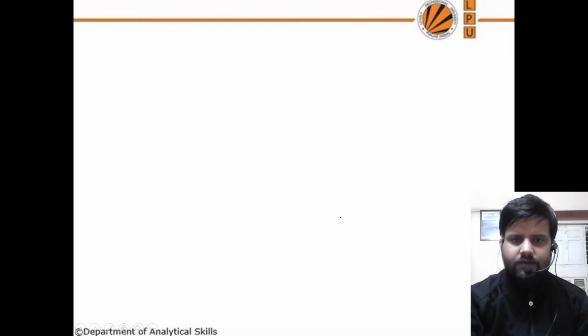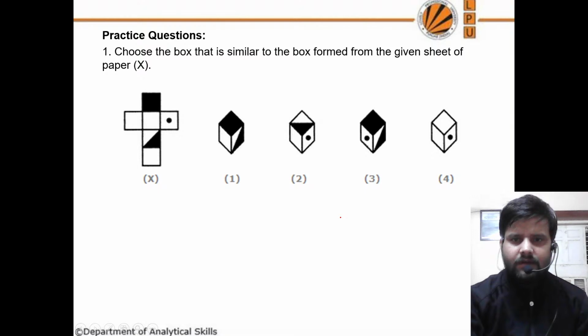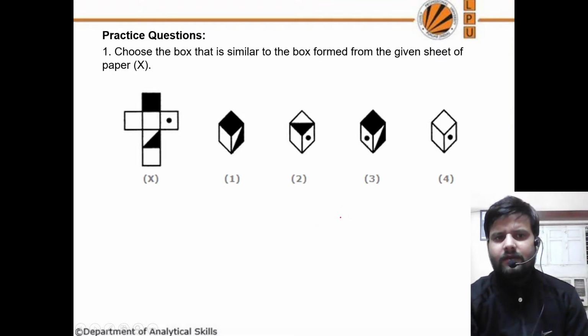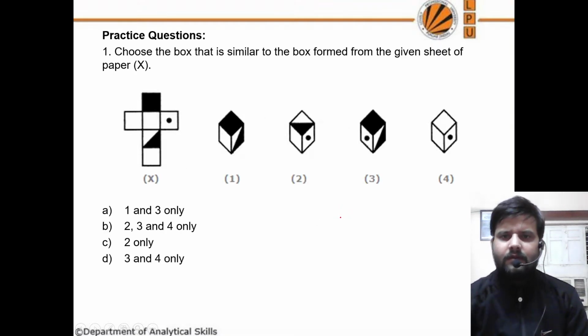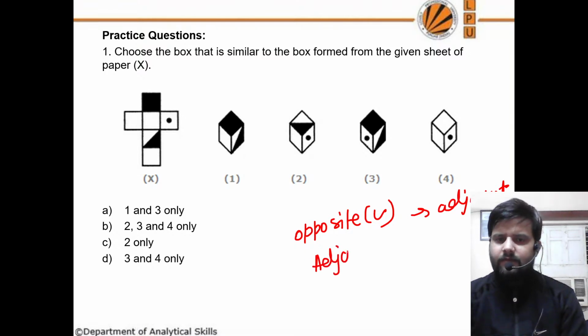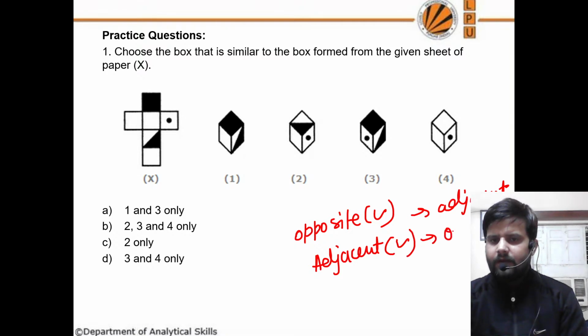Okay, let's jump to some questions on this. Answer this question, please. Let me remind you of a rule. If numbers are opposite, they can't be adjacent. If numbers are adjacent, they can't be opposite.